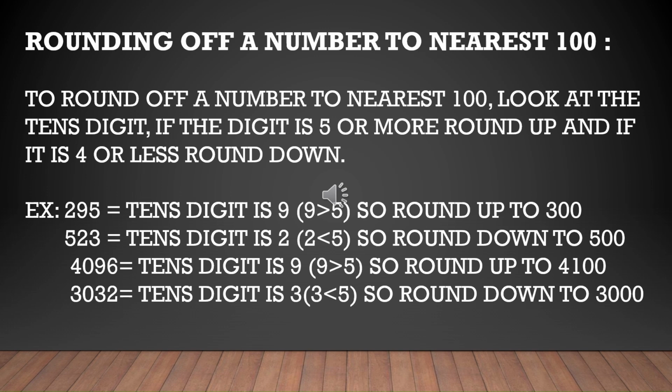Next, 523. Here, what is the digit in the tens place? It is 2. 2 is less than 5, so you will round down to 500. 4096. Tens digit is 9. 9 is greater than 5, so you will round up to 4100. Next, 3032. Tens place, it is 3. 3 is less than 5, so round down to 3000. In this way, you will round off a number to its nearest hundred.